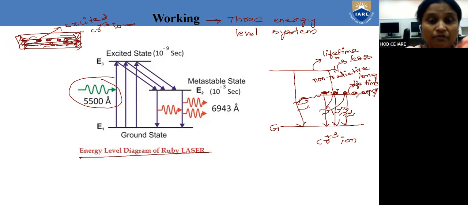So like this, the number of photons will increase, and once the photon beam grows in strength, from which end will it come out? It will come out from the partial reflector. So this is about the working of the ruby laser.